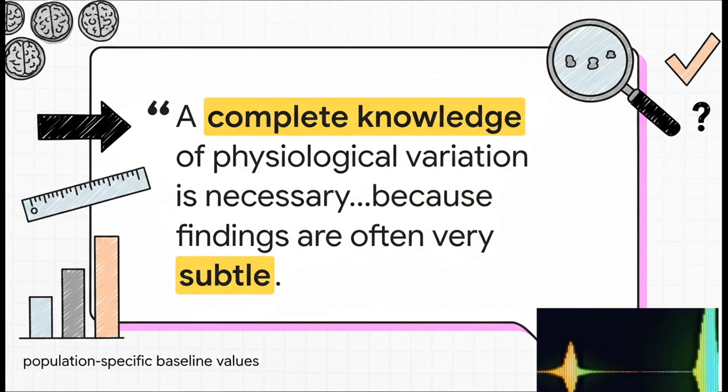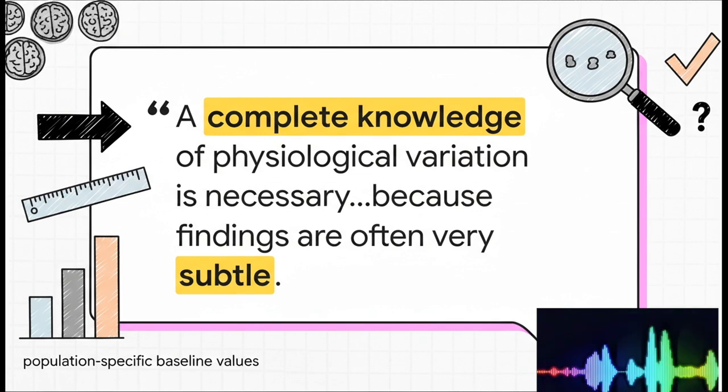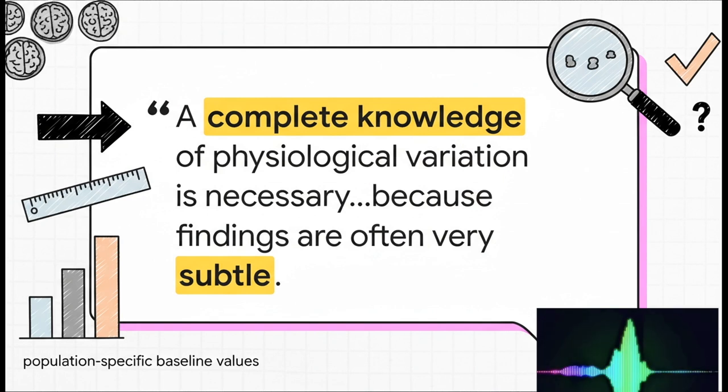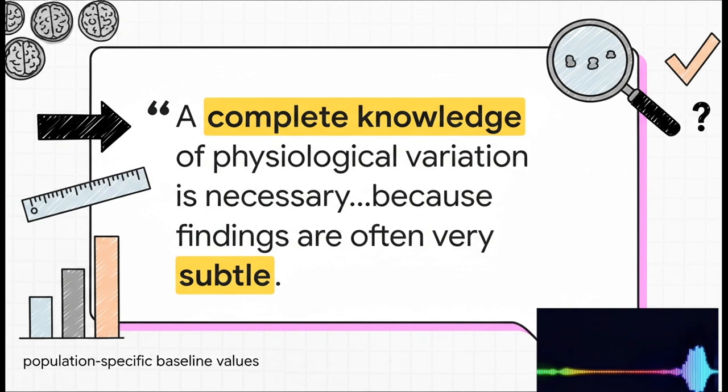And this quote from the study really nails it. It says, "A complete knowledge of physiological variation is necessary to assess abnormalities. A systematic approach is very important because sometimes findings are very subtle." And that's the whole point, right? When you have these specific baseline numbers, you can look at those borderline cases with so much more confidence. It takes you from saying, it looks a little big maybe, to making an objective, data-driven call, and that's so important when the findings are subtle.